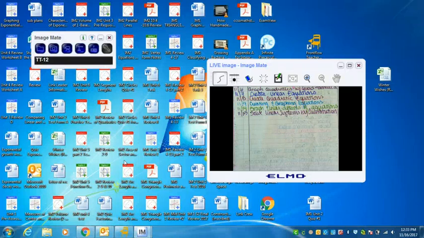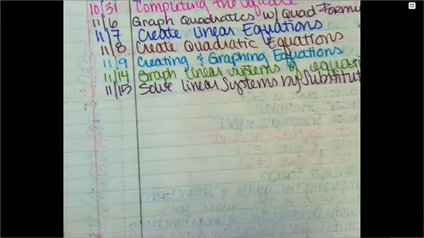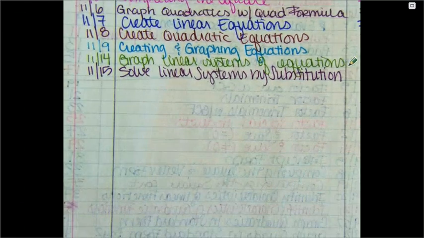All right, so yesterday we did substitution with the linear and two linears, right? Today I am going to substitute with a linear and a quadratic.